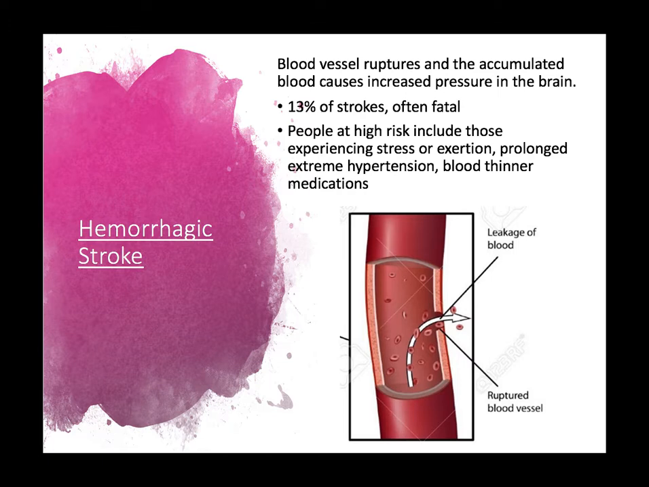So we'll talk about hemorrhagic strokes. A blood vessel is going to basically rupture, and the accumulating blood in the brain is going to cause increased pressure. So it's going to be that ICP, or intracranial pressure. The blood is then going to form a clot. It's going to compress the brain tissue next to it, and it's going to prevent that oxygenated blood from getting into the area. Those brain cells are going to start to die.